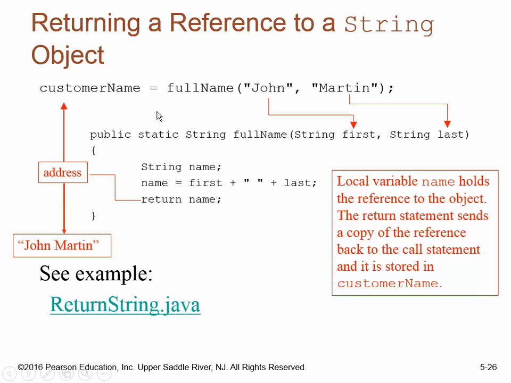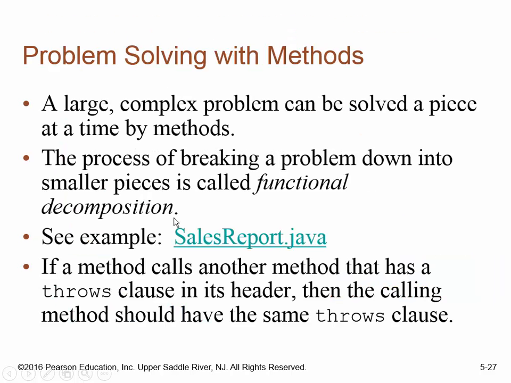You can return objects also. So here we're returning a string, which is John plus Martin, so it would return John Martin. Since it's a string, we have to say that our return type is string. All right? Okay, they end the chapter by saying that a large, complex program can be solved piece by piece using methods. Again, it's called stepwise refinement, functional decomposition, divide and conquer, a lot of different ways.